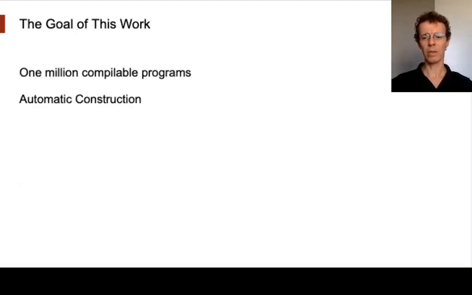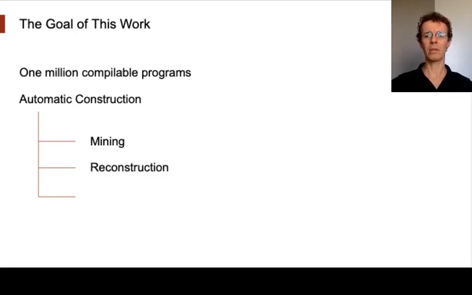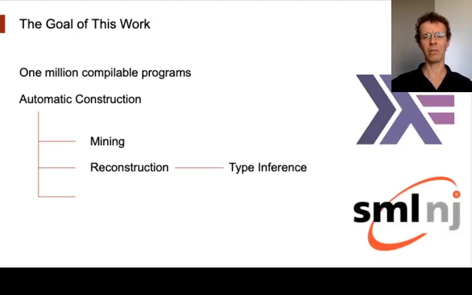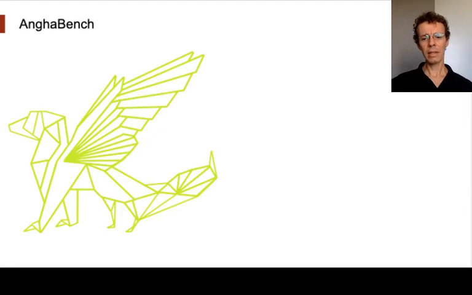Additionally, an important contribution of this work is the recipe to produce benchmarks automatically. This recipe includes the techniques necessary to gather the benchmarks from open source repositories and the techniques to reconstruct the programs so that they are guaranteed to compile. For this process of reconstruction, we use type inference, and that's pretty much the same style of type inference that's used in functional programming languages such as Haskell and SML. And in the end, all this process gives us AnghaBench, the largest collection of compilable C programs publicly available today.